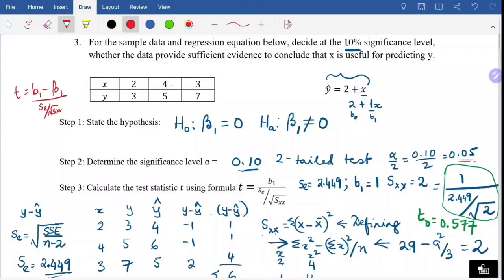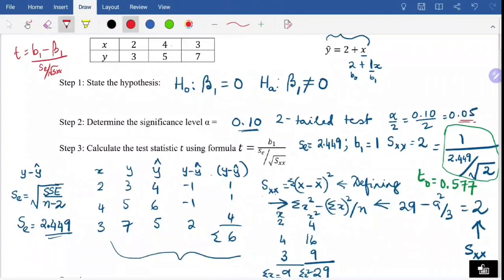Let's see, I don't want to misstate it. Give me a minute, please. SSE. It was SSE, all right? Excuse me, let me just correct it and write it here. The formula for s sub e that we used previously was the square root of SSE divided by n minus 2. That was the formula we had used.